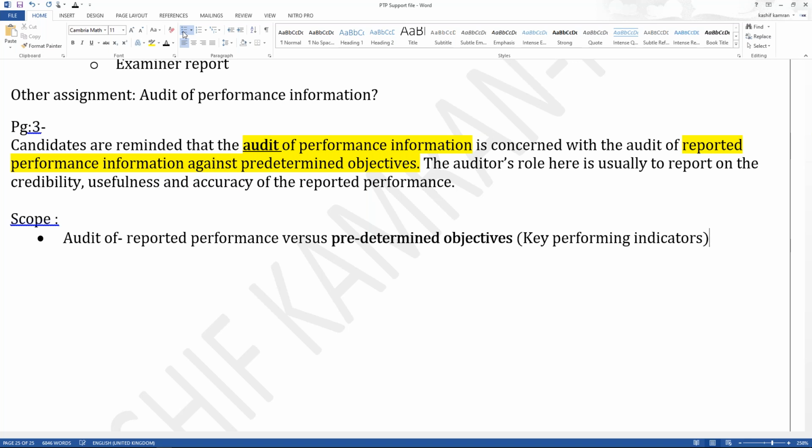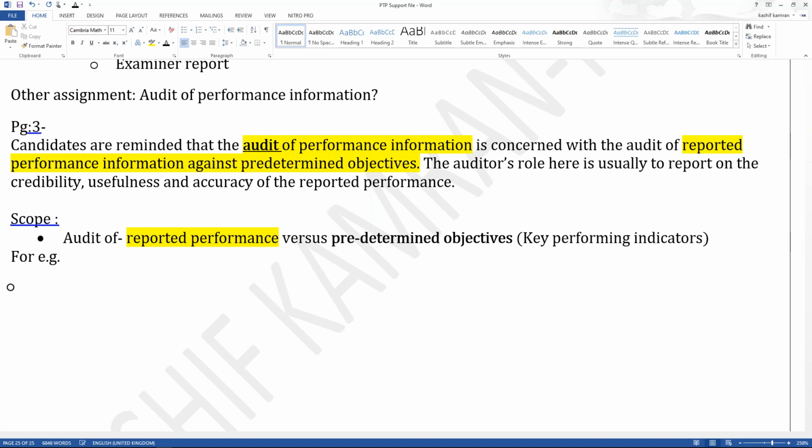Now, just to give you an example, the reported performance is other than the financial performance, right? It can be financial performance, it can be non-financial performance. It could be anything in the exam paper, but the reported performance will be given in the case study, because the management will be reporting it to the auditor, and the auditor needs to verify whether the reported performance is right or wrong. I hope you're clear on that. So the reported performance will always be in the case study, whatever that is.